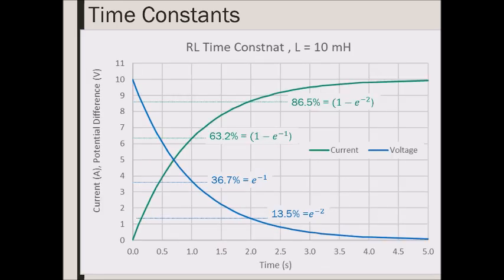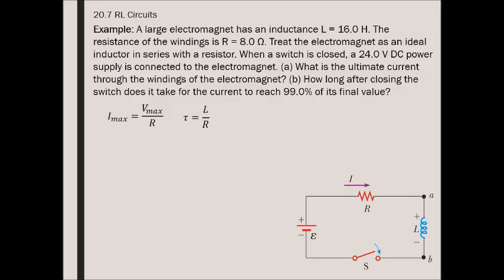Then we can look at the two together, the voltage and the current. So as the current's increasing, the voltage across the inductor is decreasing. Okay, so time for a problem. Here we have an inductor. This is called an RL circuit because it has an R and an L in it. A circuit with a capacitor is called an RC circuit. This one's called an RL circuit.